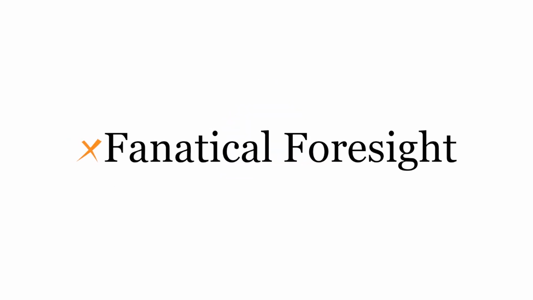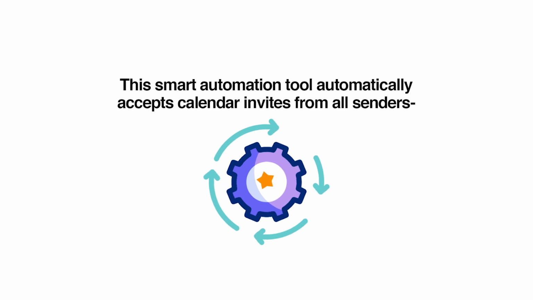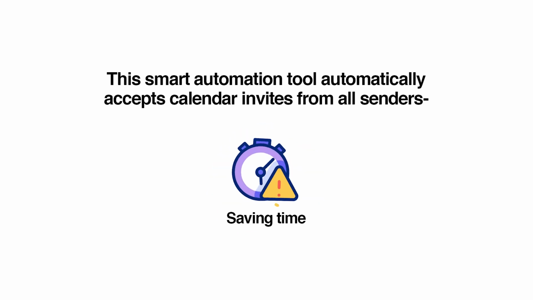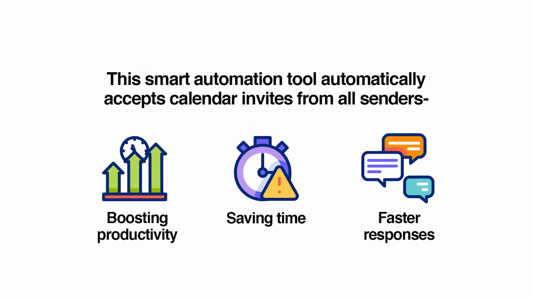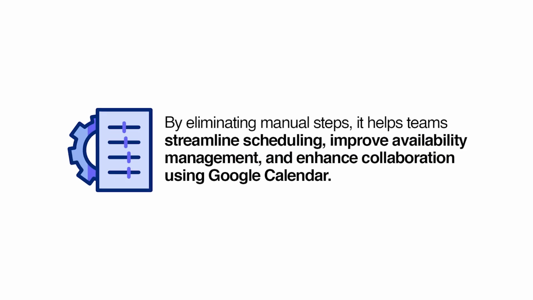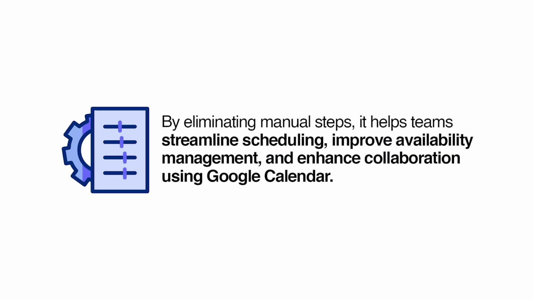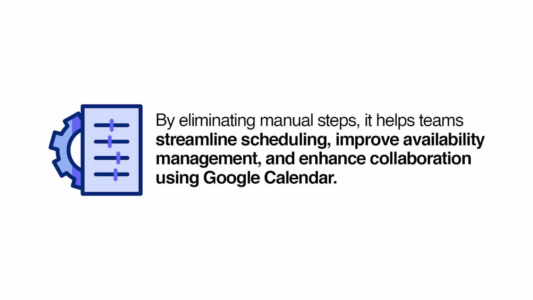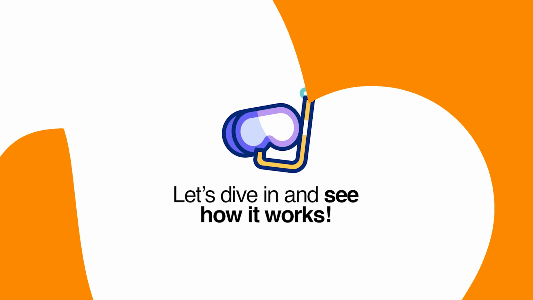That's where xFanatical Foresight comes in. This smart automation tool automatically accepts calendar invites from all senders, saving time, boosting productivity, and ensuring faster responses. By eliminating manual steps, it helps teams streamline scheduling, improve availability management, and enhance collaboration using Google Calendar. Let's dive in and see how it works.